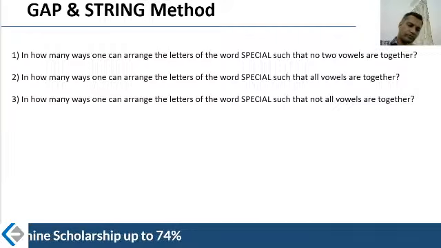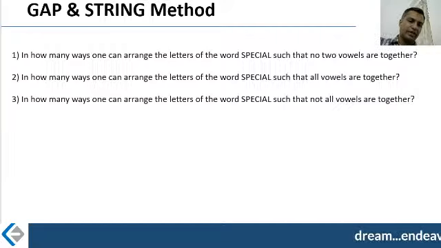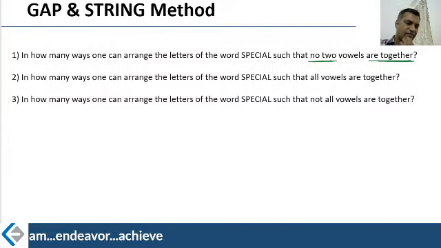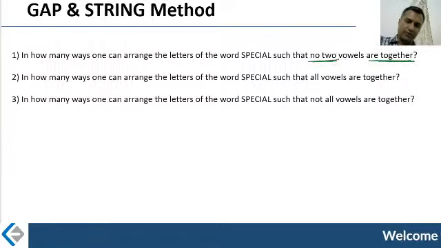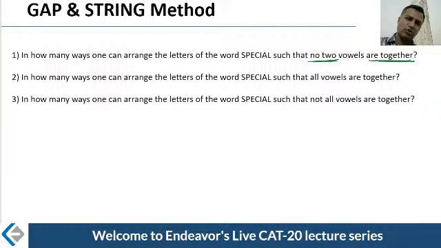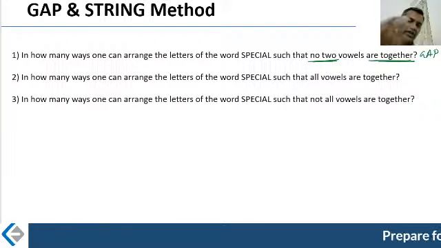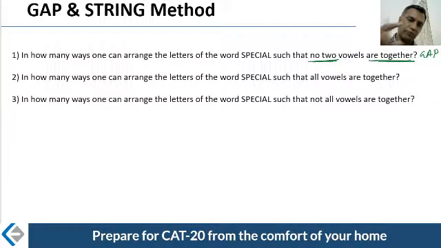What is the gap method? The key phrase for the gap method is no two things are together. Whatever it is, no two vowels, consonants, boys, girls, whatever it could be, the key phrase is no two things are together. What those things are will have some name, but let's not worry about it. These are the profound thoughts you have to keep in your mind. When this phrase comes, we use the gap method. I'll illustrate the method. It's pretty easy to learn.